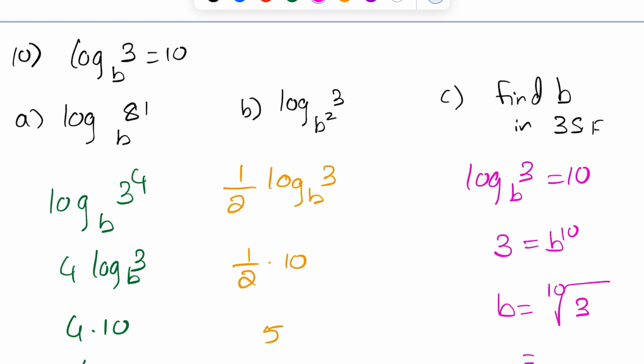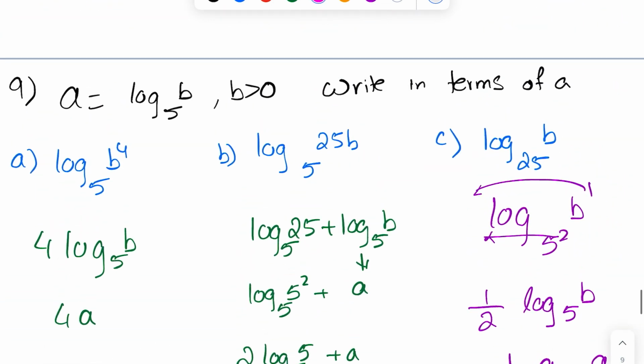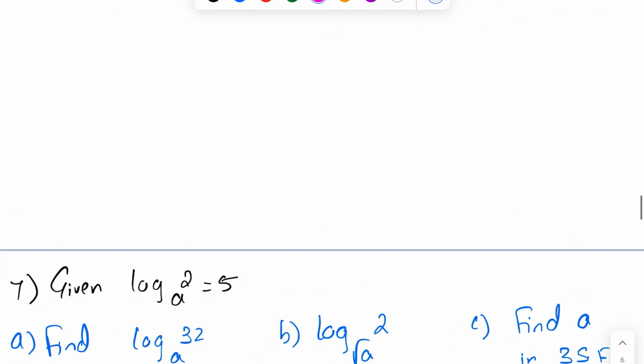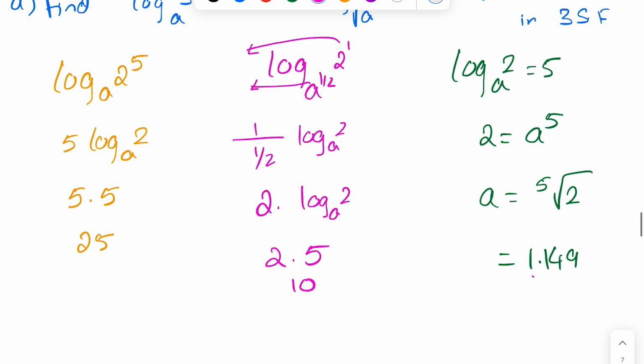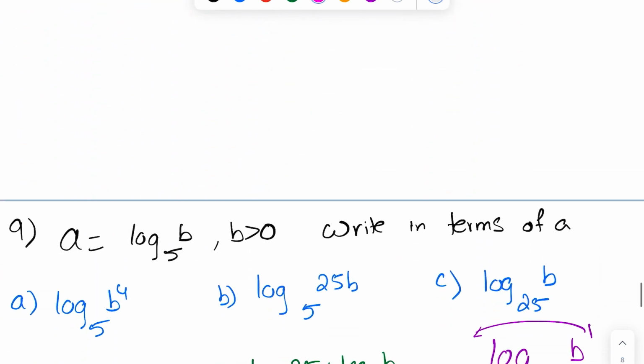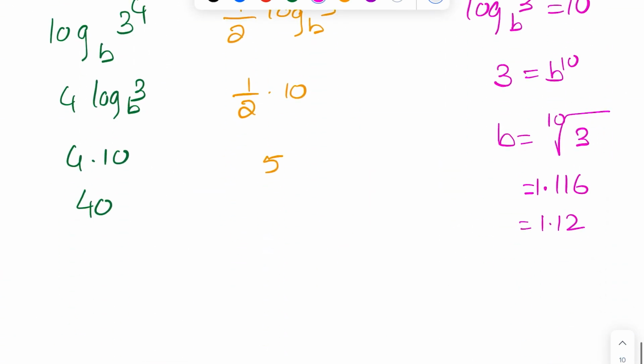So the 10th root of 3. What is the 10th root of 3? 1.116. But I want it in three significant figures, 1.12. Previously over here also he was asking for three significant figures, and we did not write in three significant figures. That's going to be the answer. So read the question carefully. Three significant figures, 1.12.